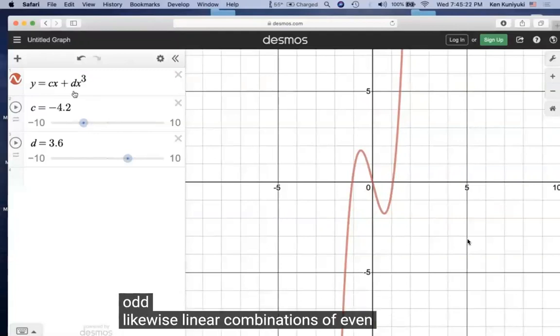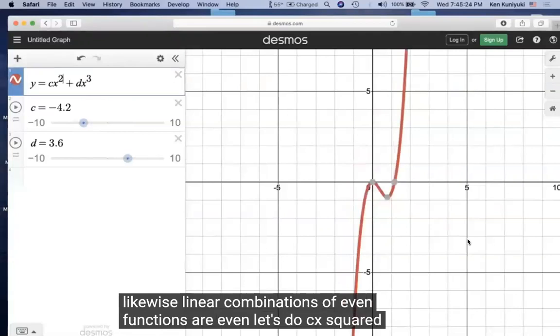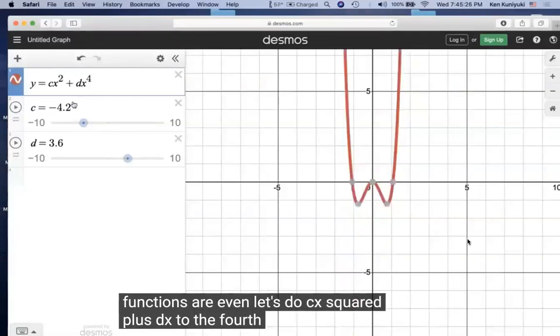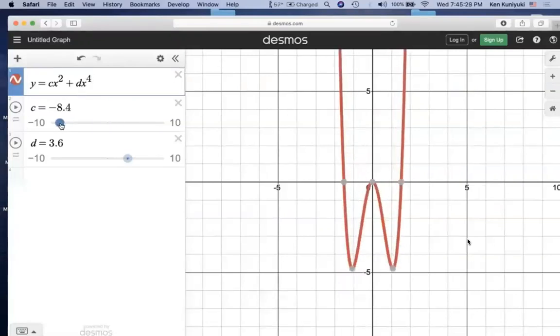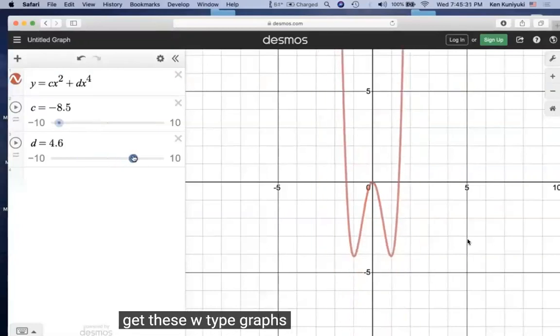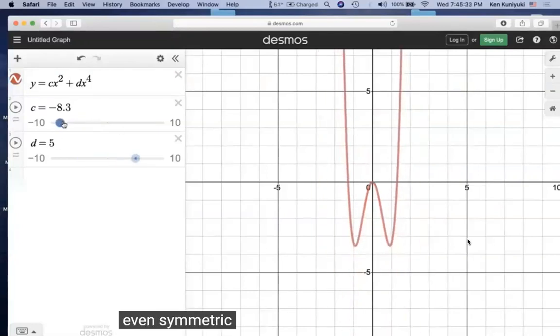Likewise, linear combinations of even functions are even. Let's do cx squared plus dx to the fourth. Get these W-type graphs. Even, symmetric about the y-axis.